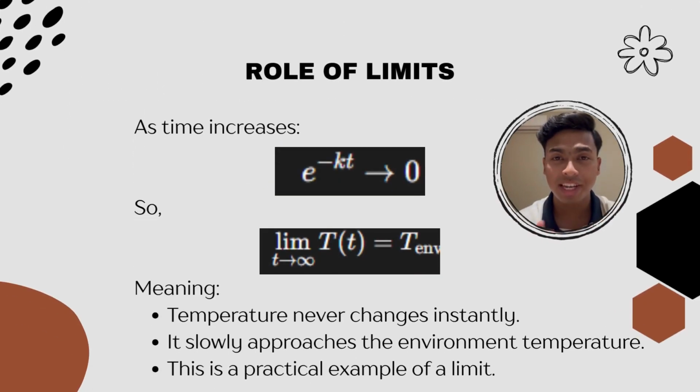Limits are used here because as time goes to infinity, the exponential term approaches 0. So the temperature function approaches the value of the environment temperature. This shows that in real life, change doesn't happen instantly. They approach a final value gradually. This is a perfect example of how limits appear in nature.